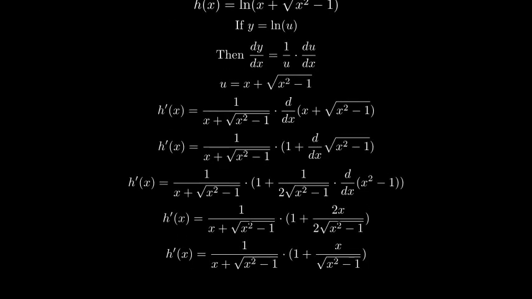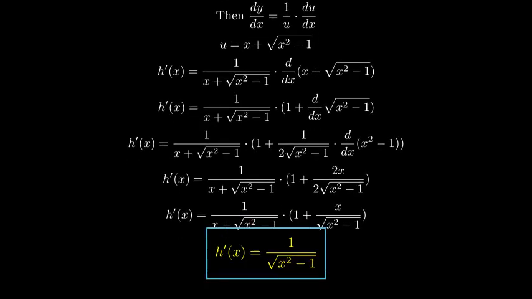Now comes the amazing part. After all this work, when we multiply these expressions and simplify, we get a surprisingly simple result. H prime of x equals 1 over the square root of x squared minus 1.